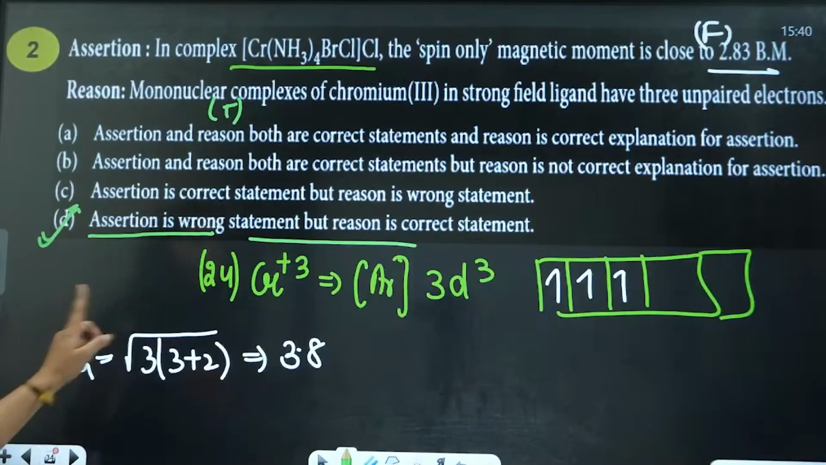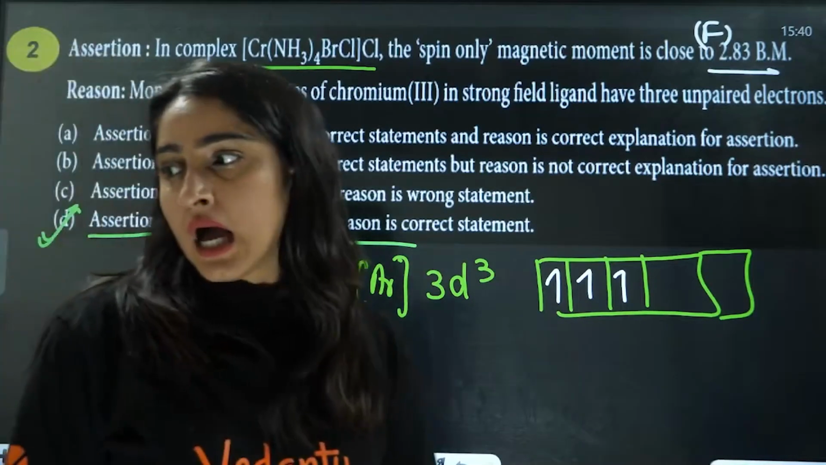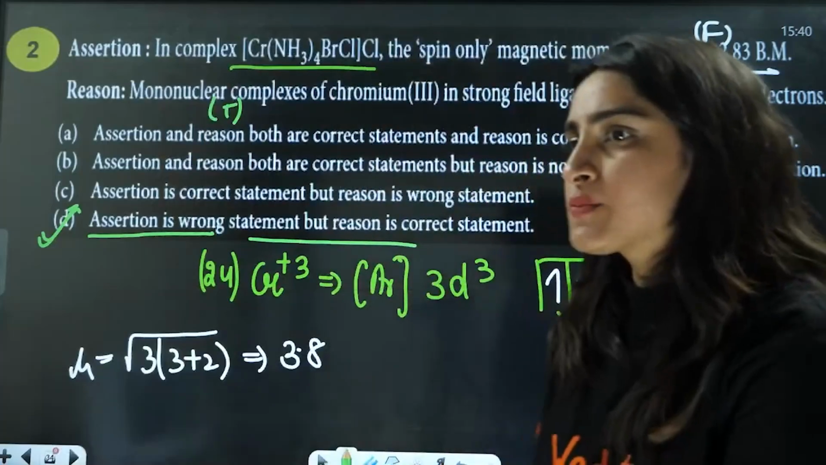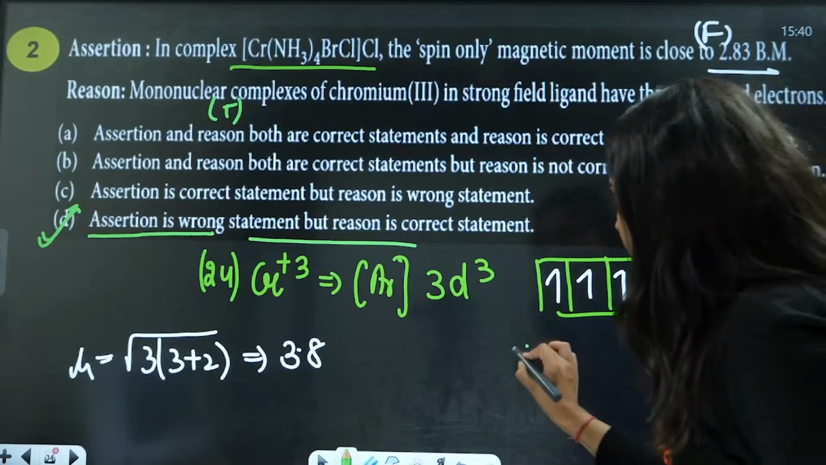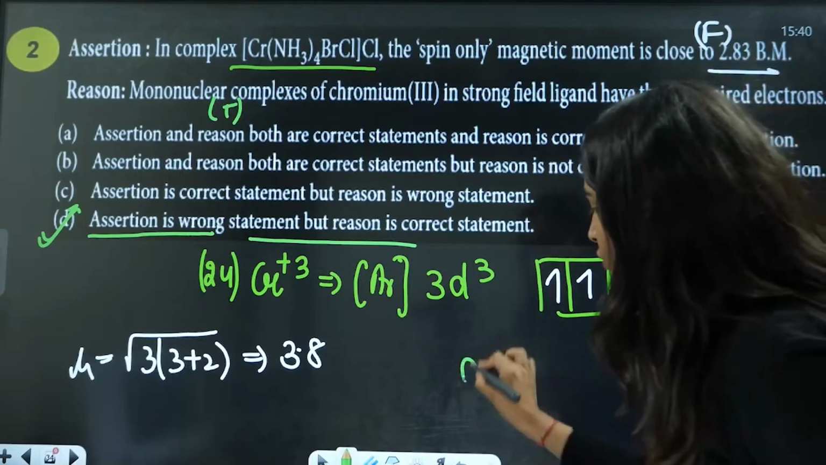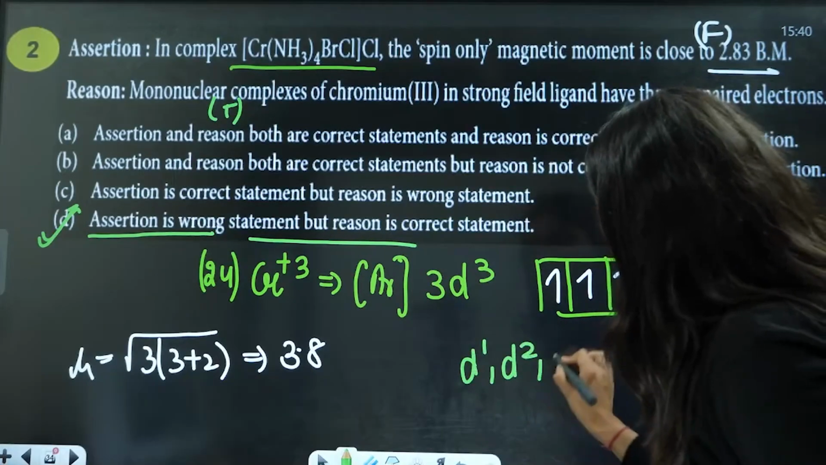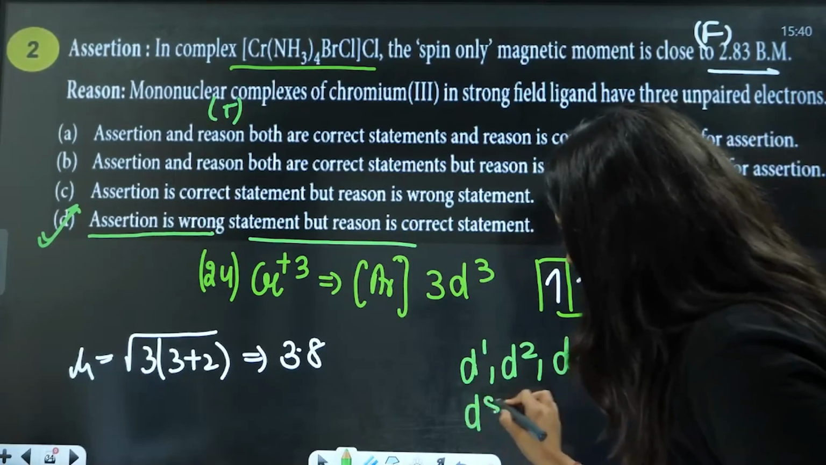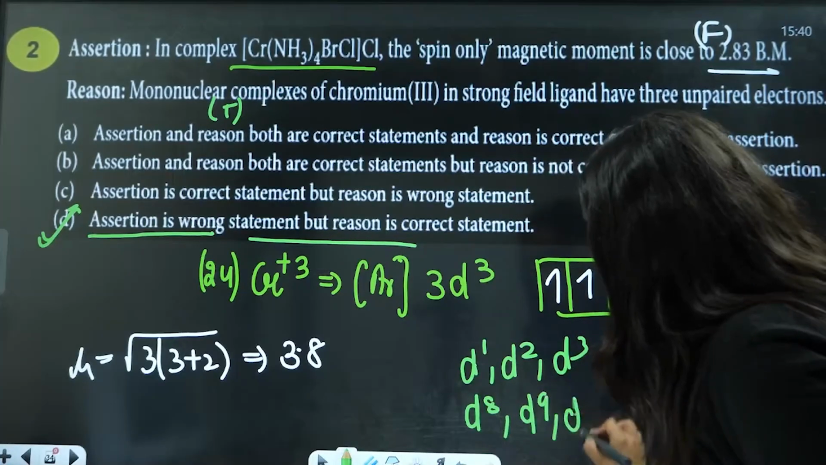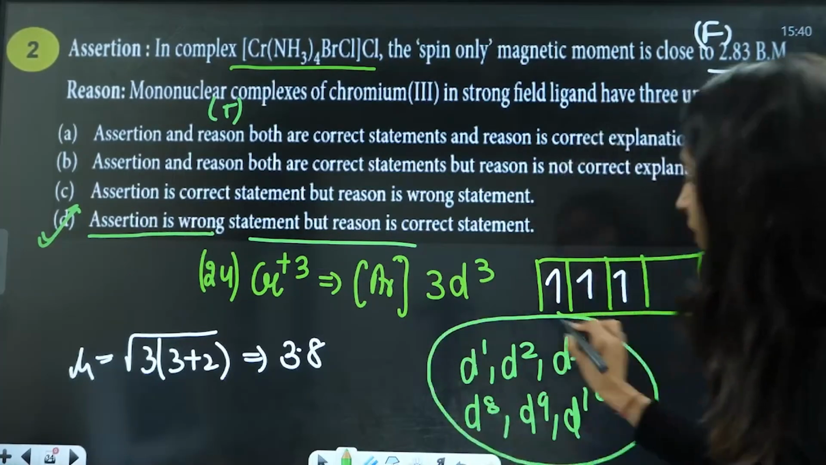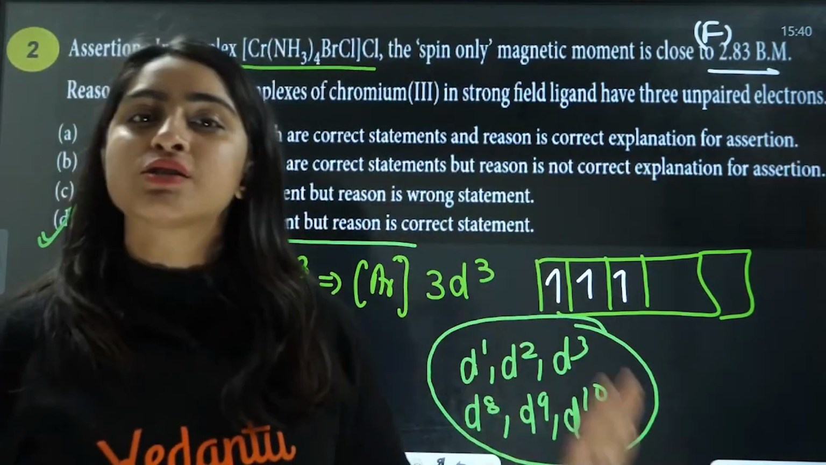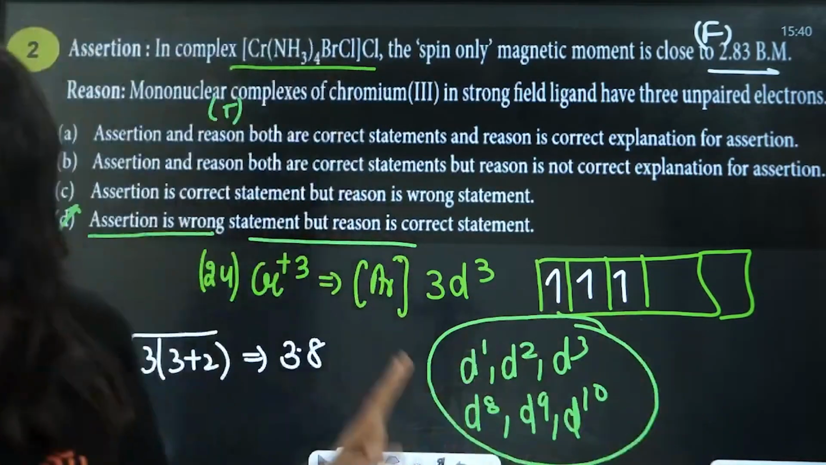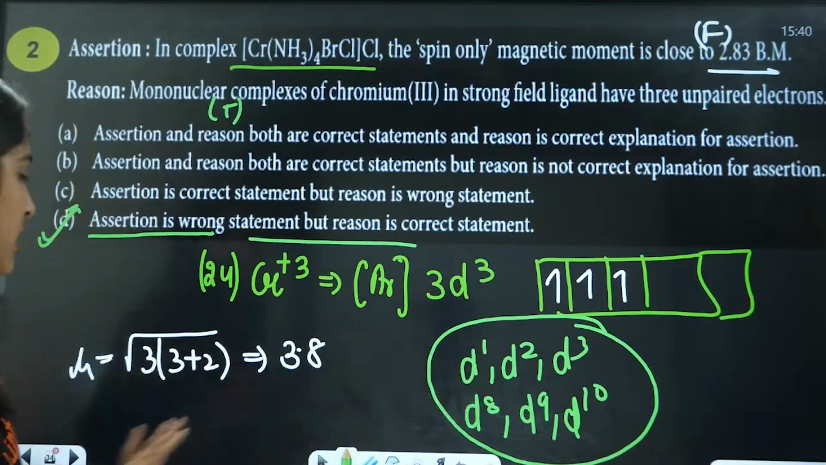Understood this? I have also told you this before. D1, D2, D3, D8, D9, D10 always have the same number of unpaired electrons, even with weak field ligand and even with strong field ligand.